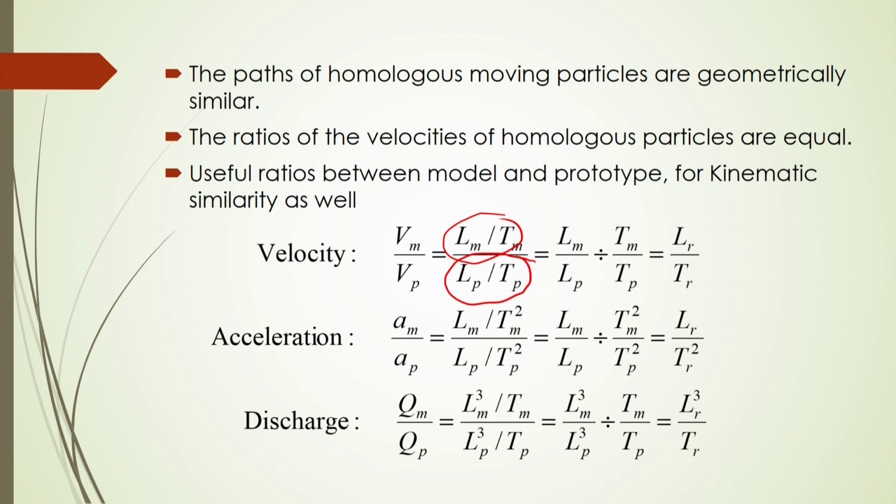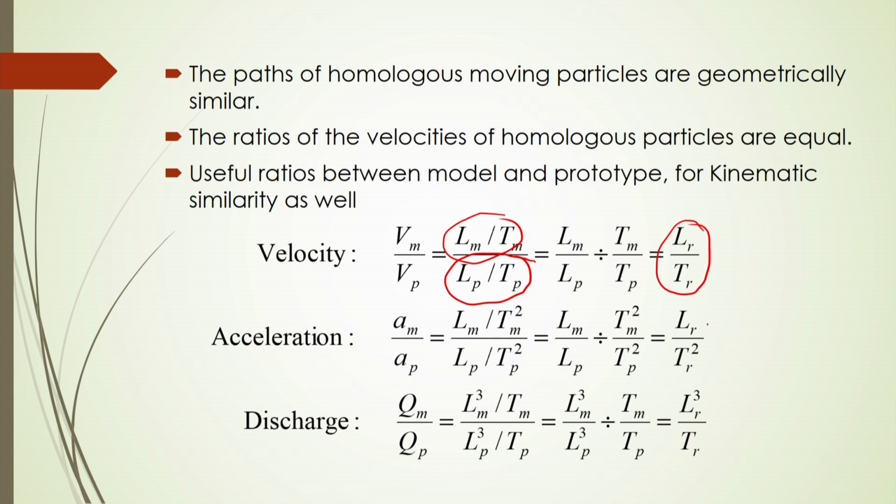So, in that case you will see the time in the model may be higher than in the prototype, but this Lm by Tm, that is velocity, should be such that the ratio is constant whenever you scale up. So, in that case Lm by Lp divided by Tm by Tp should be constant. So, simply Lr by Tr you have to consider here.